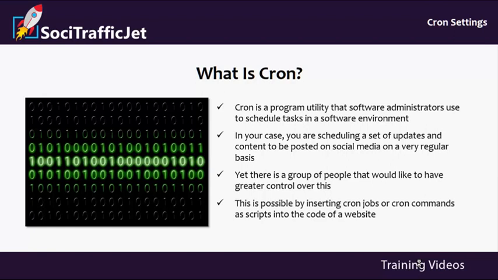This is possible by inserting cron jobs or cron commands as scripts into the code of a website created with a content management system, such as WordPress, as long as the web host allows for it. For people with the knowledge to pull this off, the Social Traffic Jet team has made available cron commands that can be accessed directly from the Social Traffic Jet dashboard on your WordPress site.